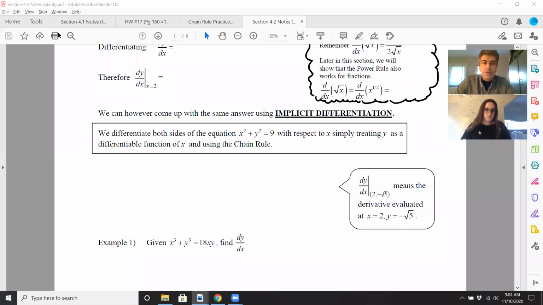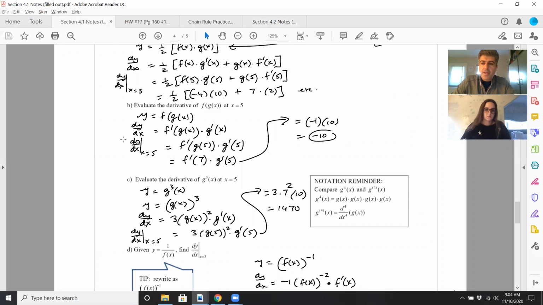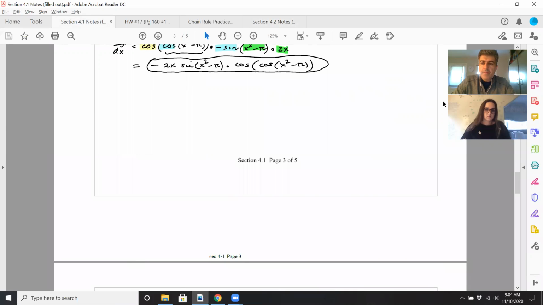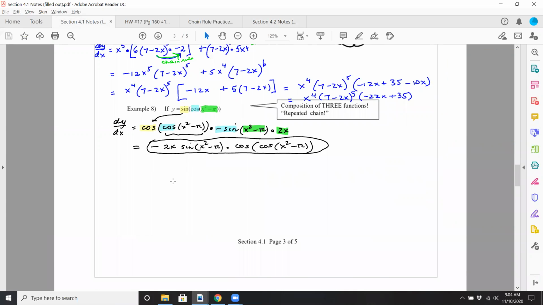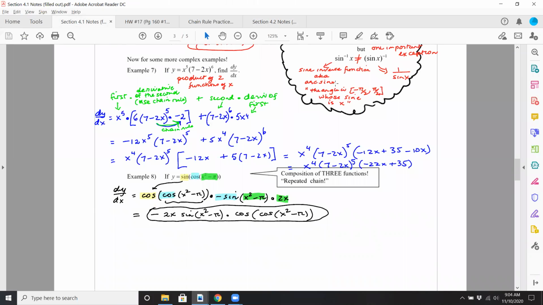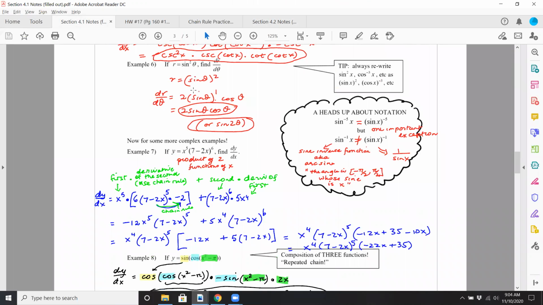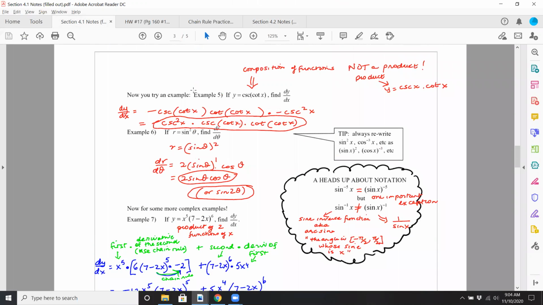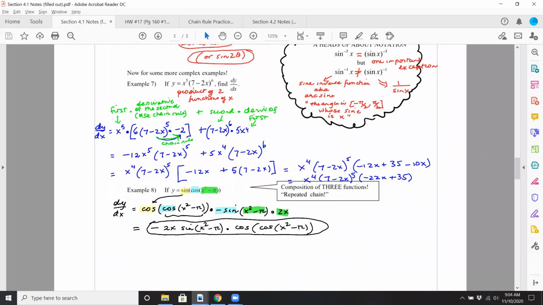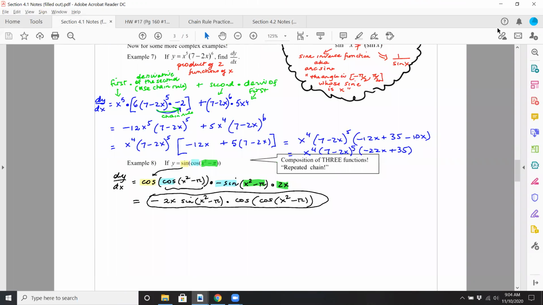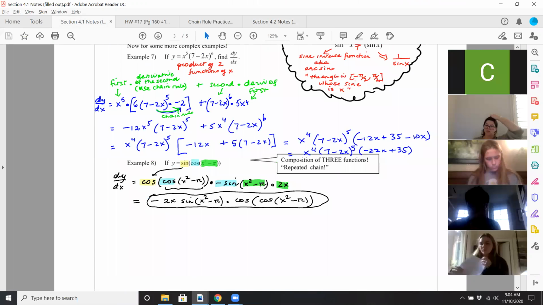Okay, so recapping the 4.1 notes, the middle of page 3 to the end of page 5. So looking at here, I think I started around example 7, I believe. And what's happening here is that you're doing a product rule between x to the 5th with 7 minus 2x to the 6th power.